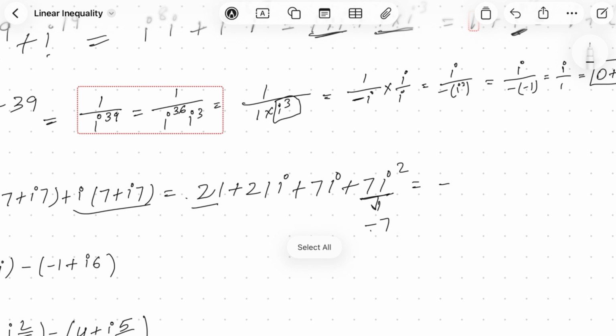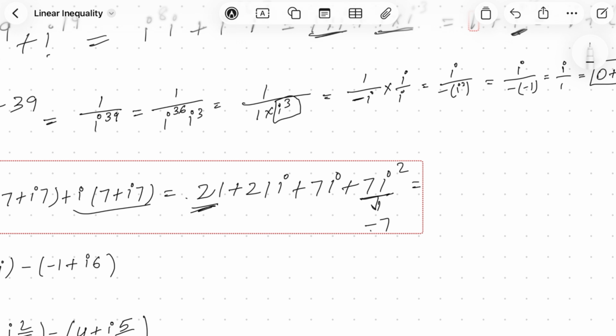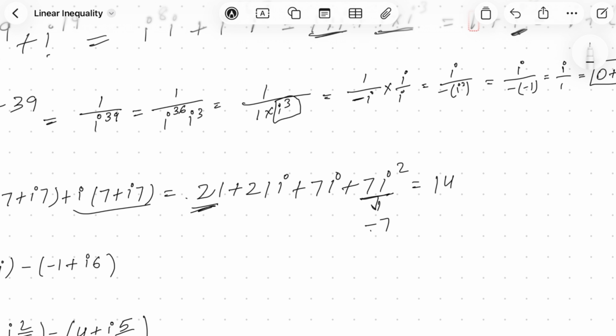Okay, and the greater one, 21, is here, so we will not write minus. So 21 minus 7 is 14, right? So it will be 14, and plus 21 plus 7 will be plus 28i. Okay, and this is the answer.